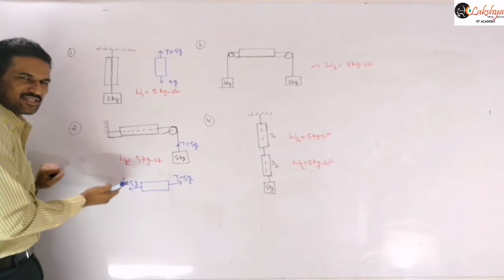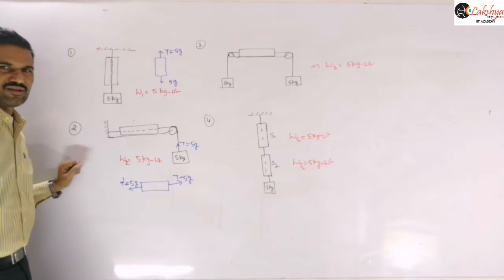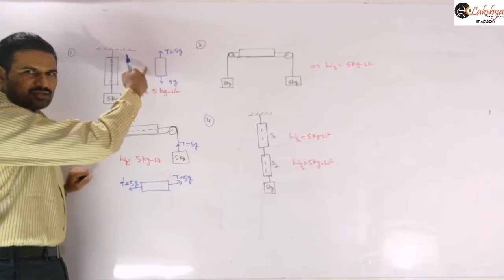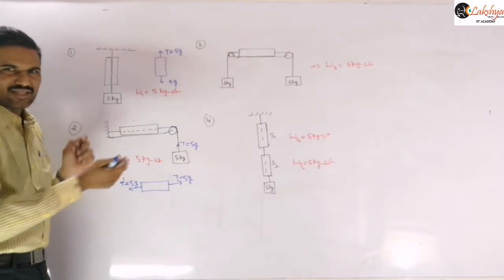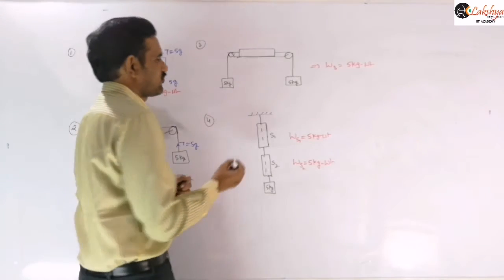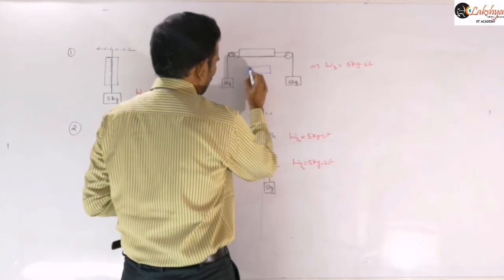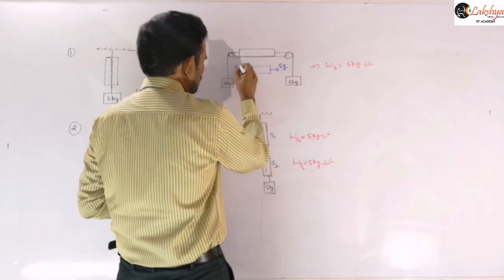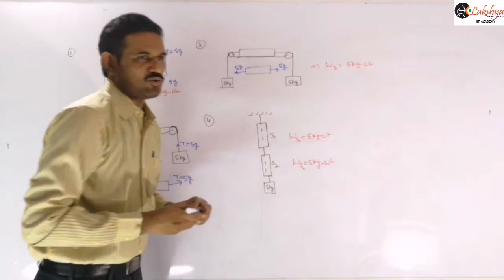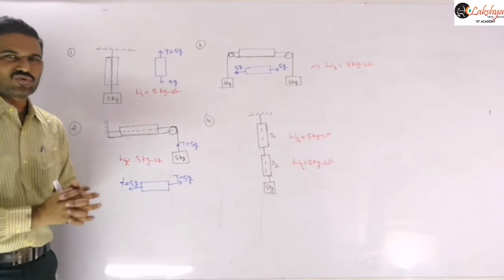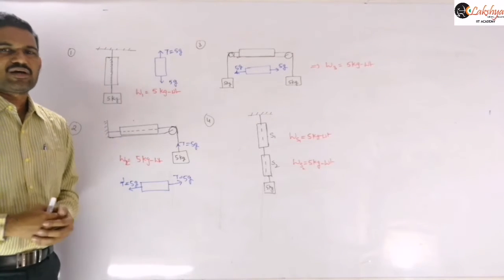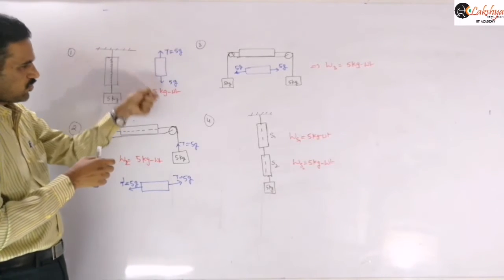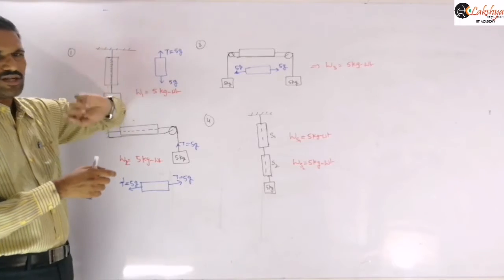If it is not 5g, whether less than or more than 5g, there would be some acceleration of the system. So now we can observe that both cases are the same: 5g and 5g acting in opposite directions. Even if you take this one, you will get the same situation. This side 5g and this side 5g as the system is in equilibrium, and that is the reading. So what you should note is, when the reading of the spring balance is, say, 5g, then downward at this end 5g and at the top end upward 5g will be there.